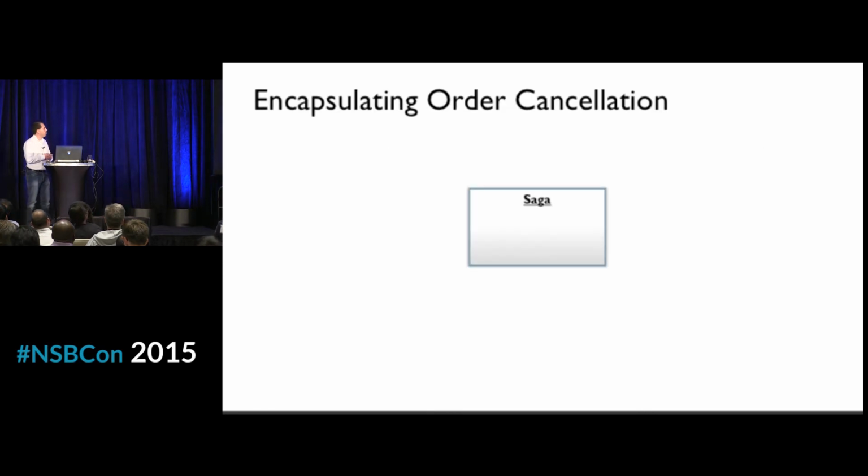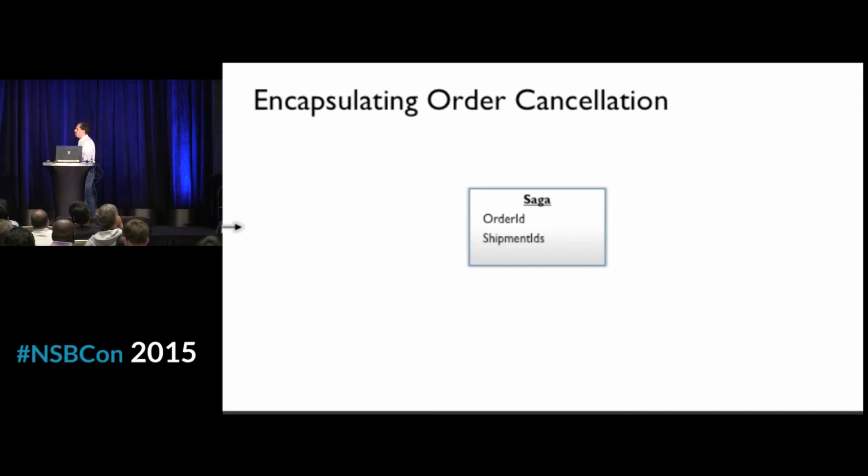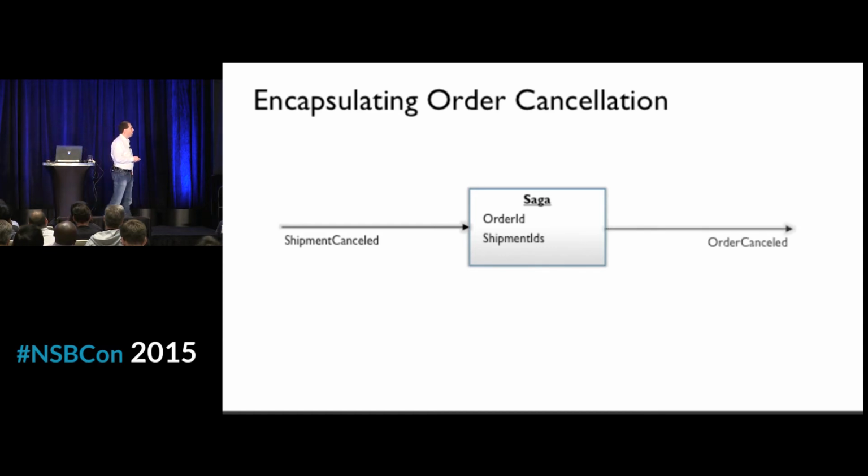Well, again, this turns out to be a fairly straightforward saga. We could have a saga subscribing to the shipments being accepted for that order, maintaining a list of its current shipments. If one of those shipments was canceled, we could remove it from the list of shipments, and if the list of shipments ever became empty, we would then know all the shipments in the order have been canceled, therefore the order's canceled.